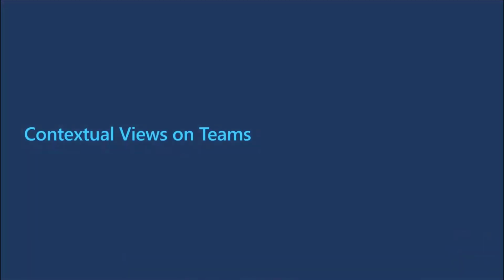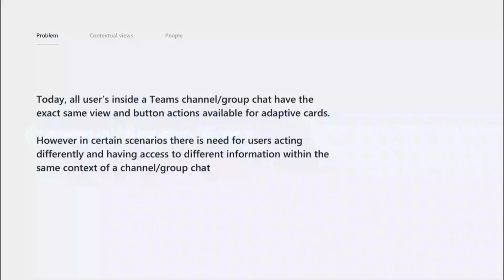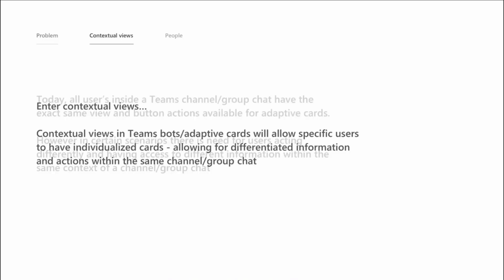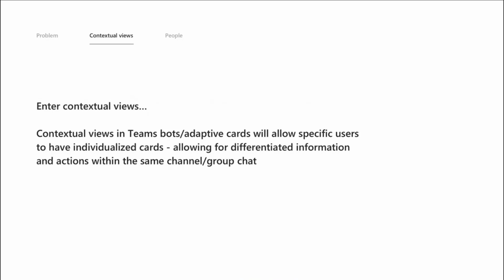Next, I'd like to talk about contextual views or user-specific views on Teams. So the problem that users today face is everyone has the exact same view of the adaptive card on Teams today. So like anyone in the chat or channel could come in and see the exact same adaptive card view, exact same actions, exact same information. However, certain scenarios require a user to take differentiated action. For example, if you have an approval scenario, you would require an approver to have the approve and reject button, and not everyone in the chat to have those same powers. So this is what contextual views enables.